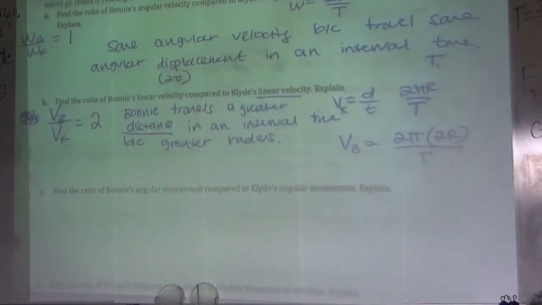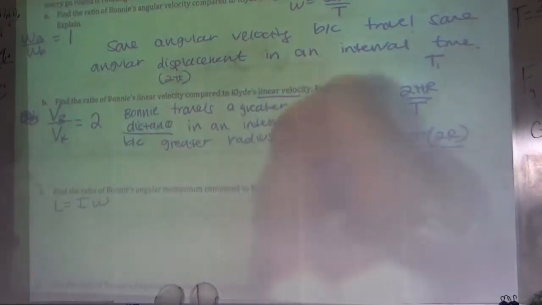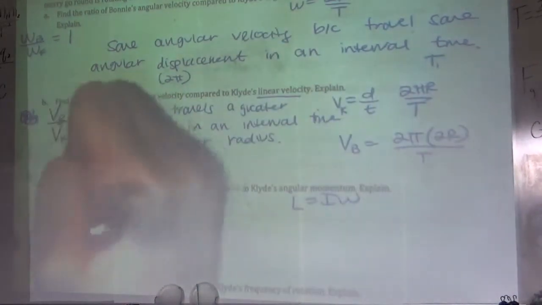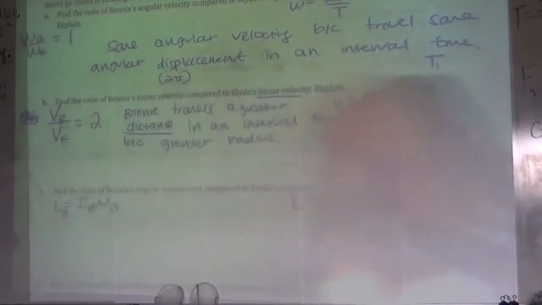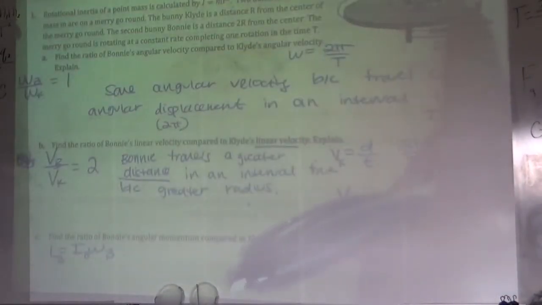Part C, find the ratio of Bonnie's angular momentum compared to Clyde's angular momentum. So angular momentum for something rotating is L equals I omega. So let's plug in for Bonnie and then for Clyde. So Bonnie definitely has a greater rotational inertia because his mass is farther out from the center of rotation, even though the exact same mass. Bonnie has a greater rotational inertia than Clyde, and it tells me exactly how to calculate it.